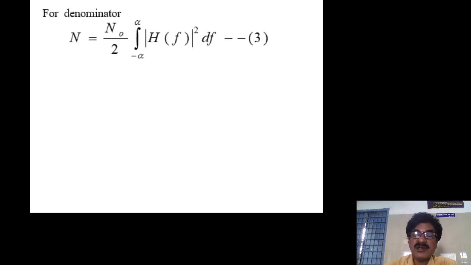Mean noise power can be expressed as N naught divided by 2, integral from minus infinity to infinity of mod of H of f whole square df. So the denominator represents the mean noise power, expressed as N naught by 2 integral of minus infinity to infinity mod of H of f square df. This is the denominator part, equation 3.